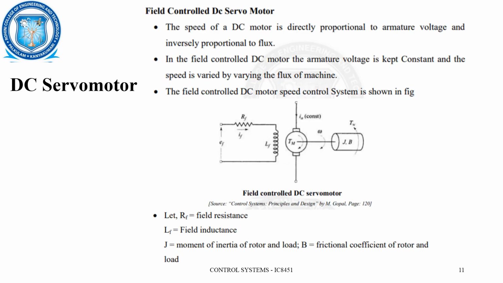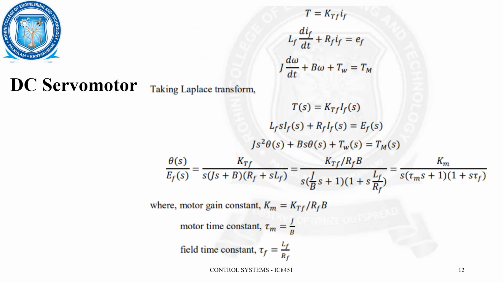Next, considering the field controlled DC motor, here we are applying the field current, which is a variable one. Here we can see the diagram with Ef, the input voltage. Here the armature voltage will be constant. Here If is the field current, and then we have Rf resistance and Lf inductance. Similarly, it is coupled to a mechanical system, and this is how we frame the equations of the system represented.